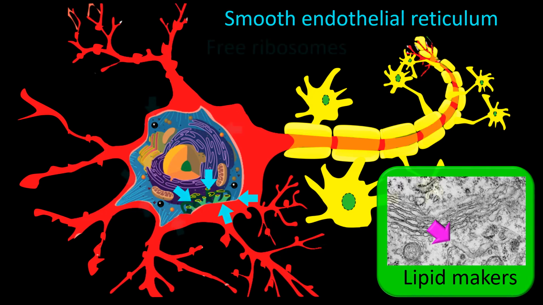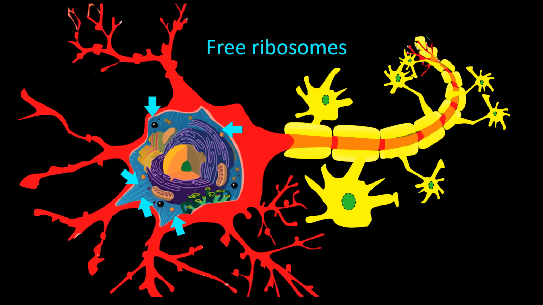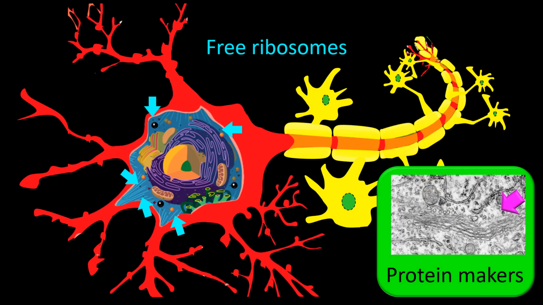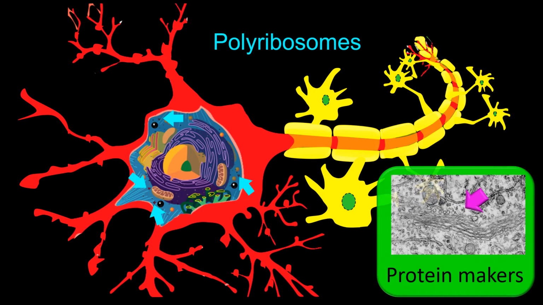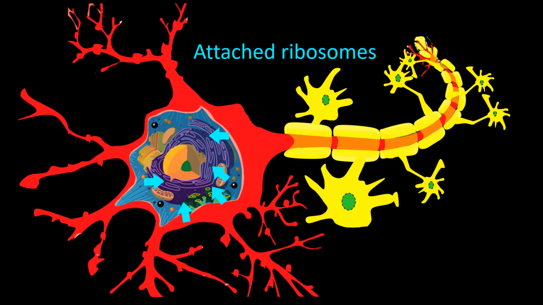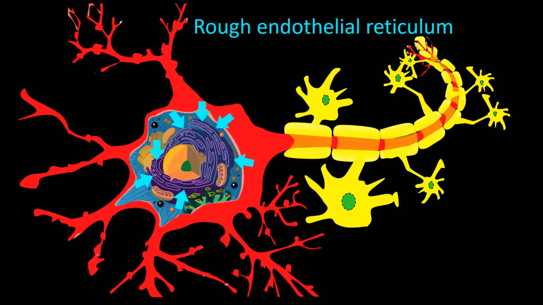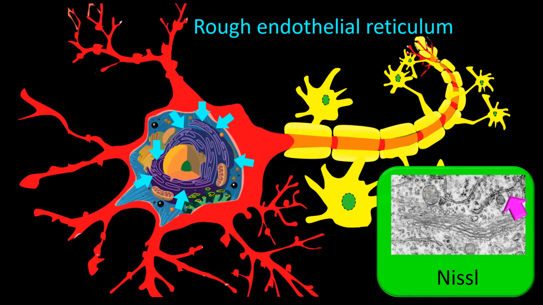We would also see free ribosomes, viewed as single dots in electron microscopy, or forming polyribosomes. A polyribosome is a gathering of multiple ribosomes, and ribosomes sometimes attached to endoplasmic reticulum, forming the rough endoplasmic reticulum. The rough endoplasmic reticulum in neurons is often called Nissl substance.